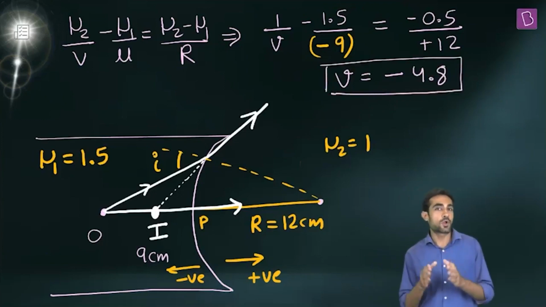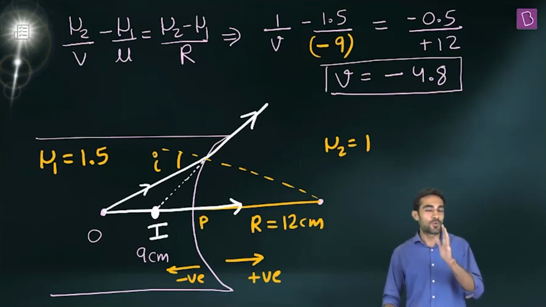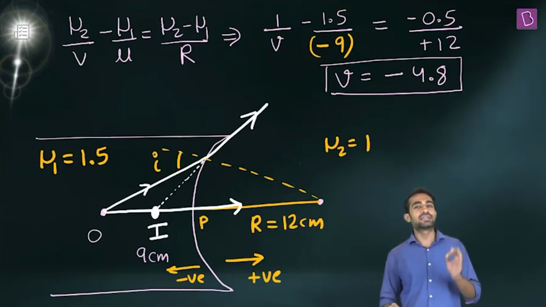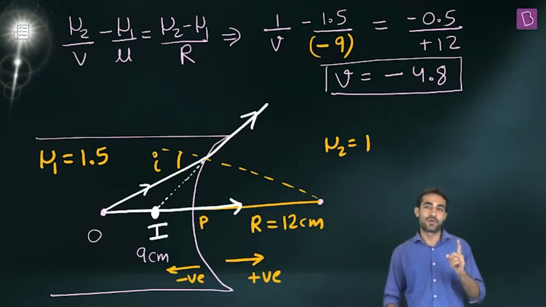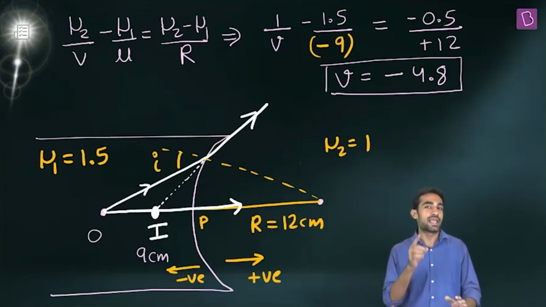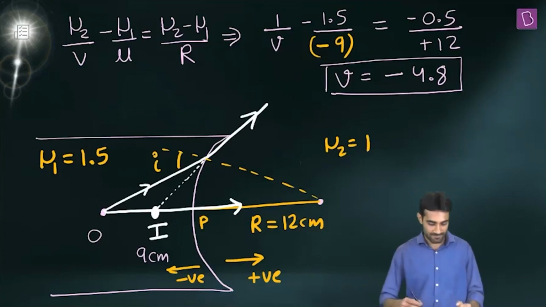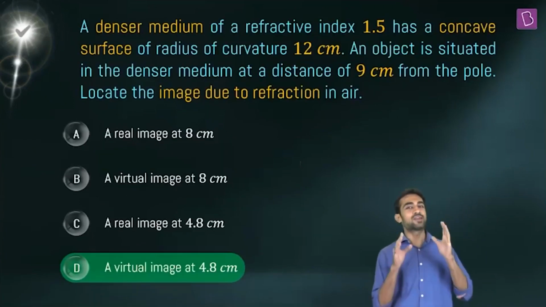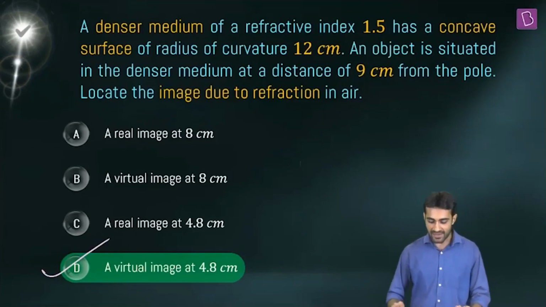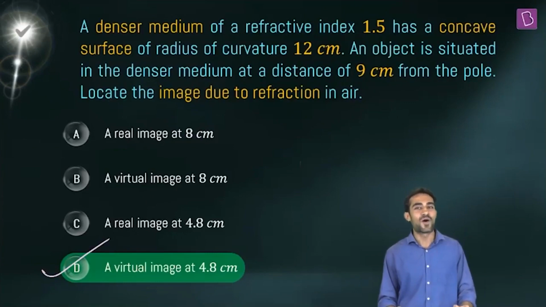Now we can see in the figure also, the image is on negative side. From the pole, the image is on negative side and it is at a distance of 4.8 centimeter away from the pole. Good. So we got the location of the image. And what is the type of image? Image is virtual image. We have talked about it. So virtual image at a distance of 4.8 centimeter from the pole. Let's see the options, and we can see option D: virtual image at a distance of 4.8 centimeter from the pole. This is the right answer for this question.